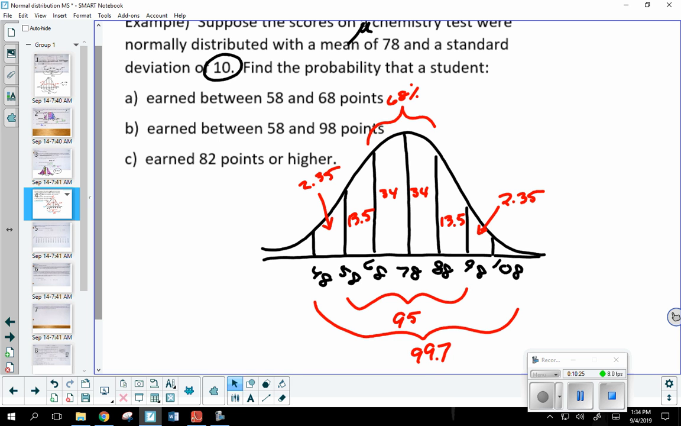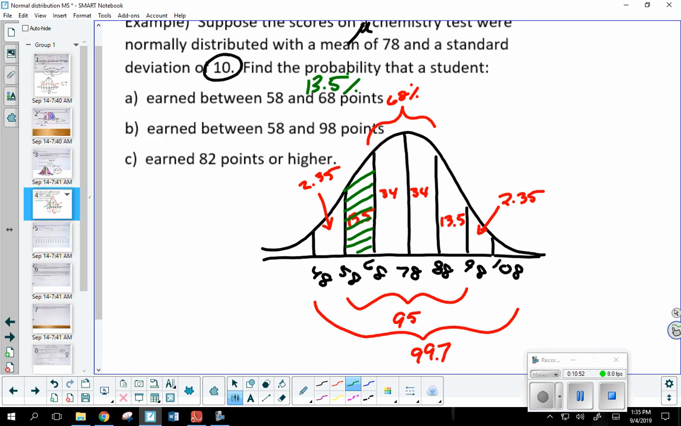Okay, so let me use a different color here. Let's say green. So I want between 58 and 68. Well, this doesn't go through multiple levels, so what percentage of the scores should fall in that category? Should be 13.5%. See, just by knowing those percents, I was able to get that answer right off. It's really easy if they're using the exact values of the standard deviation.